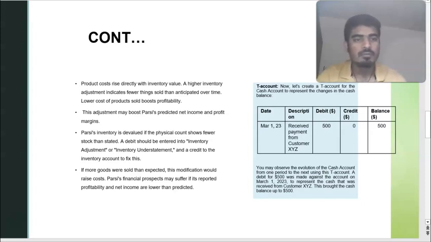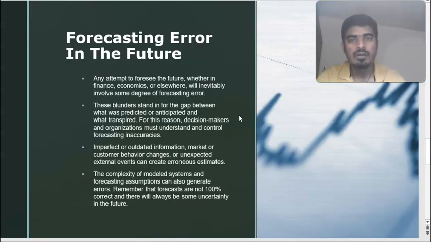Here is the table which shows the T-account for cash to represent the changes in the cash balance. And now, the forecasting error in the future.